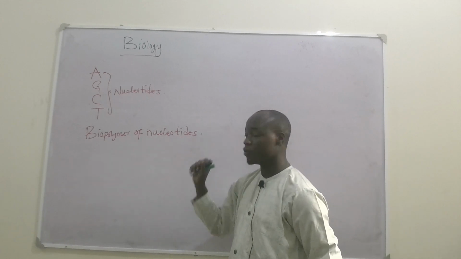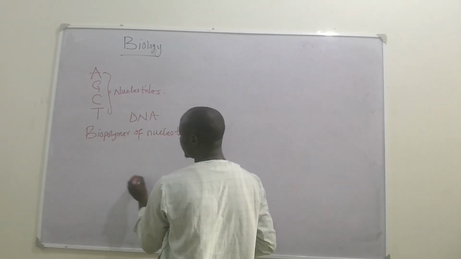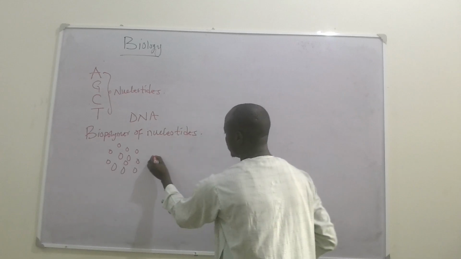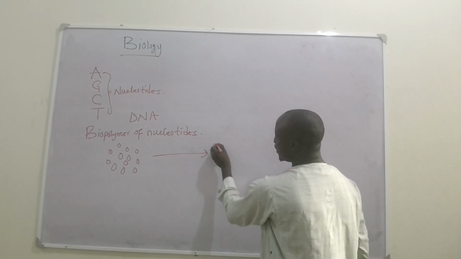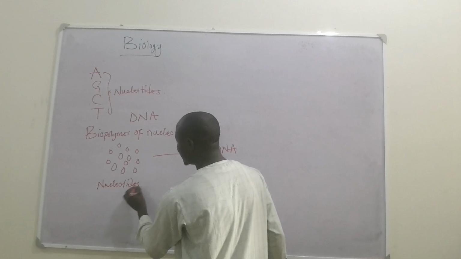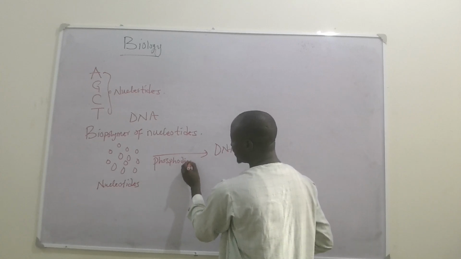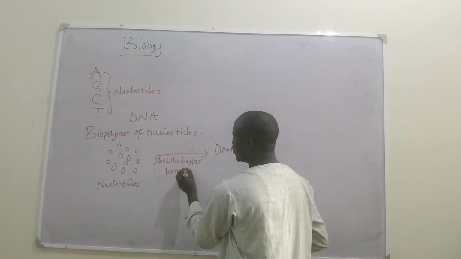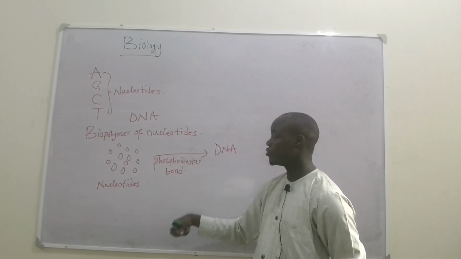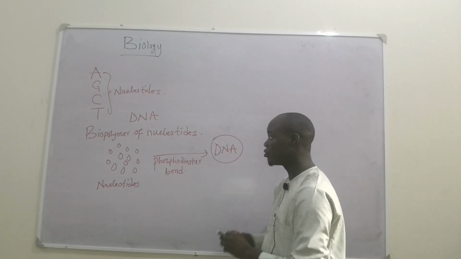When you say DNA is a biopolymer of nucleotides, it means that the building blocks of DNA are nucleotides. Thousands and millions of nucleotides join together through phosphodiester bonds to produce what we call DNA. That's why we say DNA is a biopolymer of nucleotides.